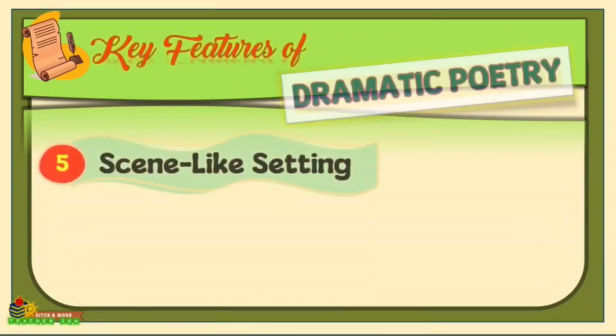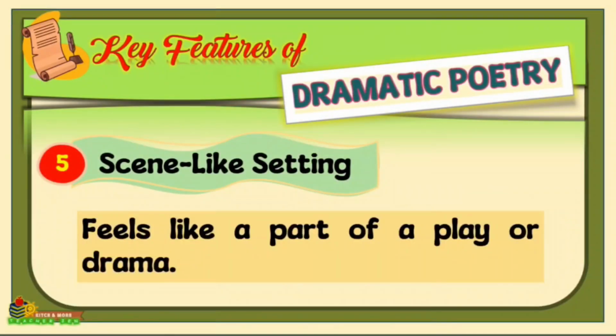Now, here's the fifth feature of dramatic poetry, scene-like setting. A dramatic poem isn't just words on a page. It's like you're watching a scene unfold, just like in a play or a movie. There's always a place, a clear setting. It could be a castle, a battlefield, a lonely road, or a dark, creepy forest.